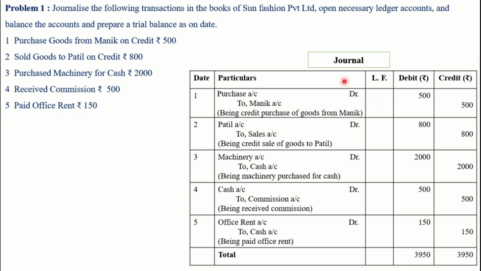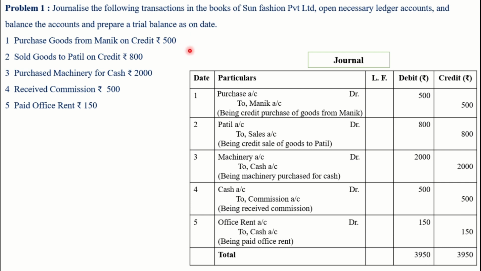First step is preparation of journal, recording the transaction first time in the journal. Proforma of journal is date, particulars, ledger folio, debit and credit. What is the journal entry? In journal entry, we read the transactions carefully. First transaction is purchase goods from Manik on credit rupees 500.